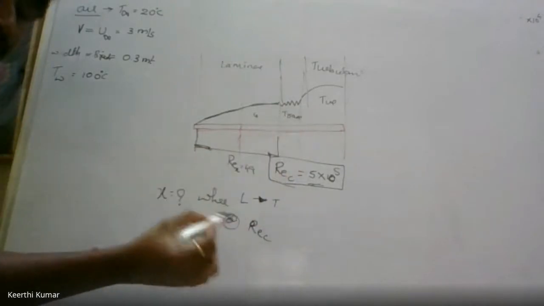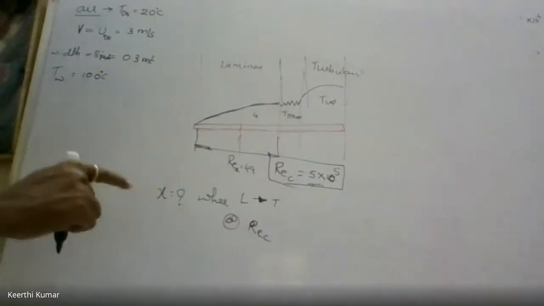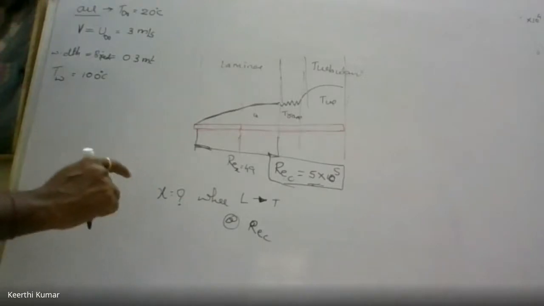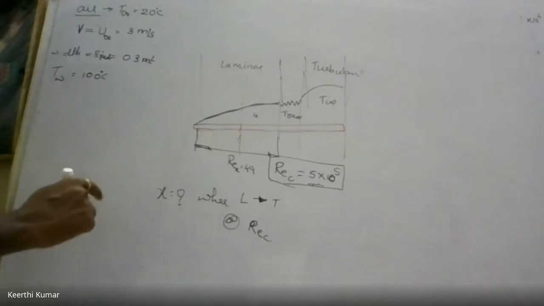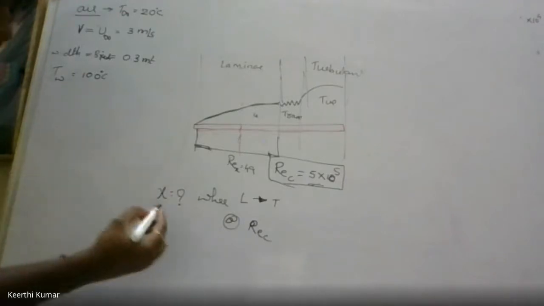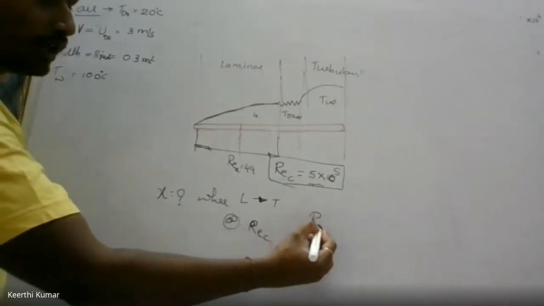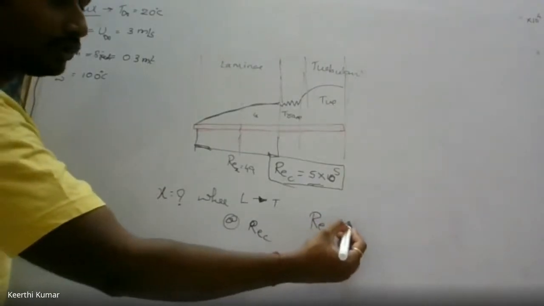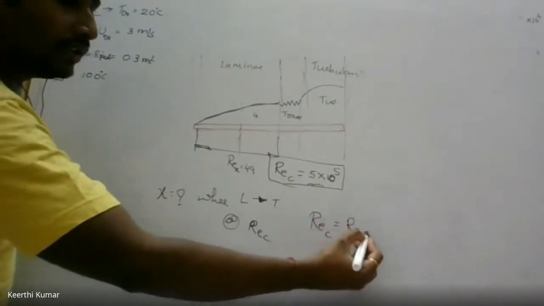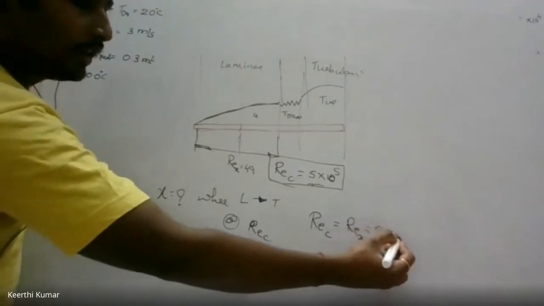In this question, same as the last point, he is asking: find out the length of the plate for critical Reynolds number. So how to find the length of the plate? This is the equation. Re critical. Now I'm not going to write x. Re critical, that is equal to Re x, that is equal to 5 into 10 to the power of 5.